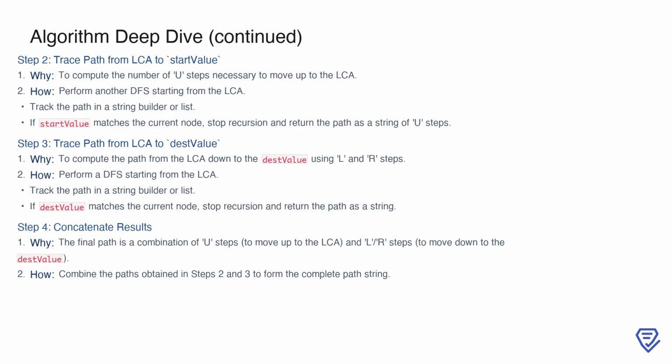Next, we focus on the path from the LCA to the destination node. This downward path will consist of L and R steps, corresponding to left and right child movements. Again, we use a DFS from the LCA, keeping track of the path in a string or list. When we reach the destination node, we stop the recursion and return the path. The final step is to combine these two results. The upward path of U steps and the downward path of L and R steps naturally merge to form the complete path string. This step-by-step approach ensures clarity and efficiency when solving the problem.